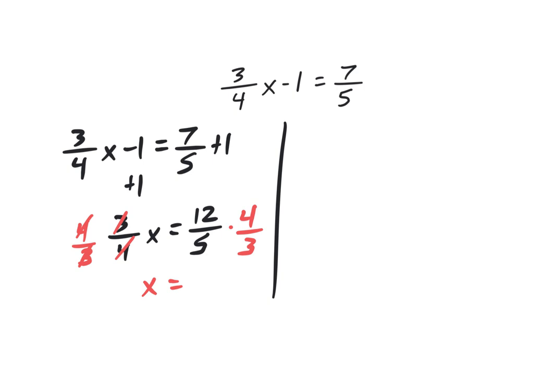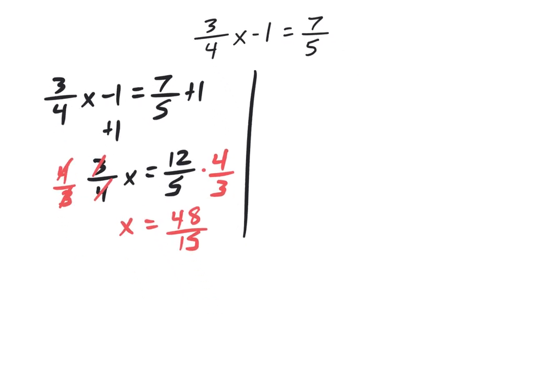And just remember some of your rules here for fractions. With addition, subtraction, we need a common denominator. But with multiplication, I don't. 12 times 4 is 48. 5 times 3 is 15. Okay. If you can reduce it, then we reduce it. In this case, 3 can go into both of those. And we get 16/5. Okay.